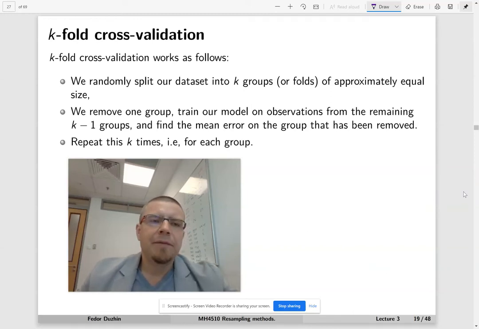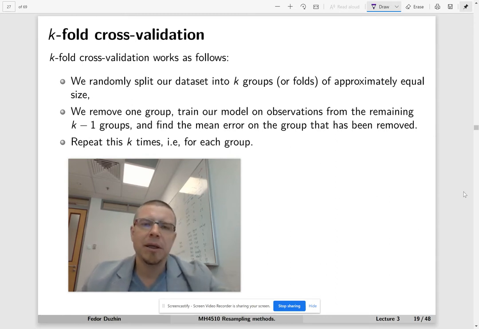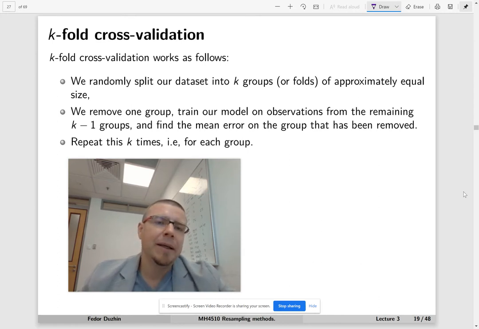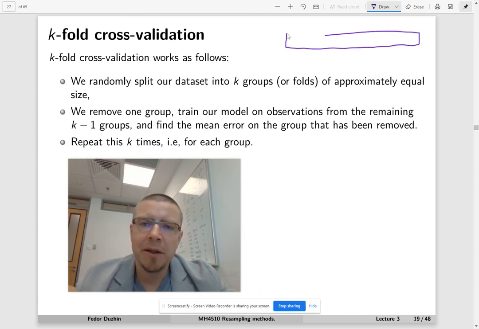Okay, so what is a k-fold cross-validation? It is actually the most common method of cross-validation that is used in practice, and it's basically a refined version of leave-one-out cross-validation, only it is much more computationally effective. It's very simple, really.